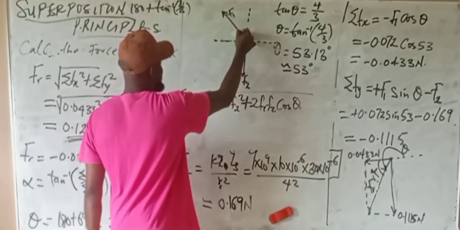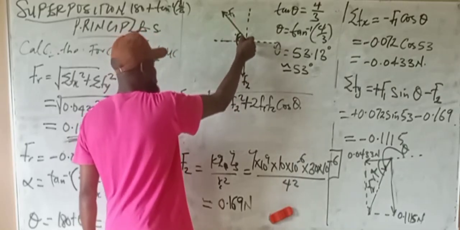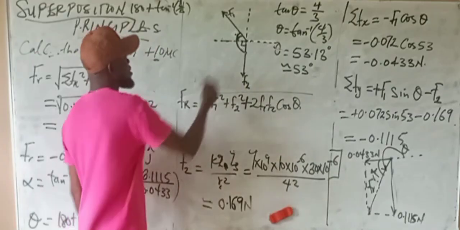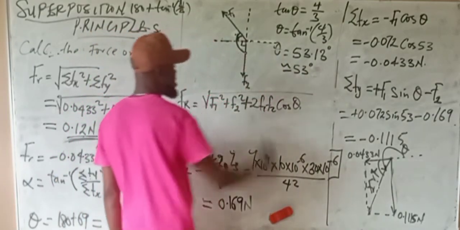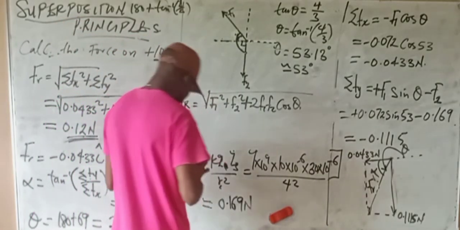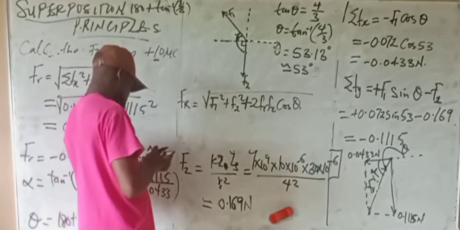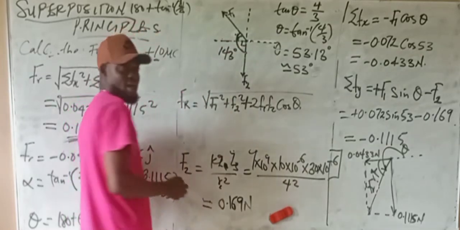So how do I look for this angle now? This full angle will be this angle plus this angle here. This right angle is 90, and this one is already 53. 53 plus 90 will give us 143. That's going to give us 143. 53 plus 90 gives us 143.